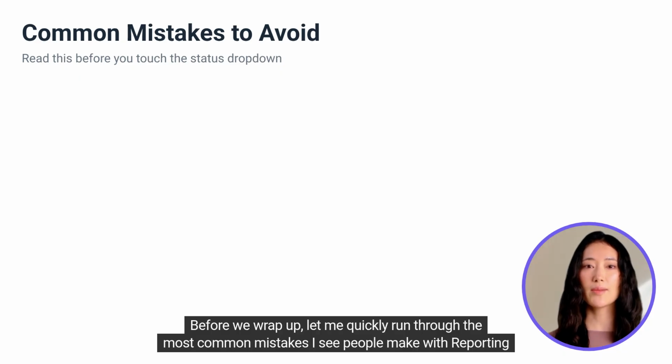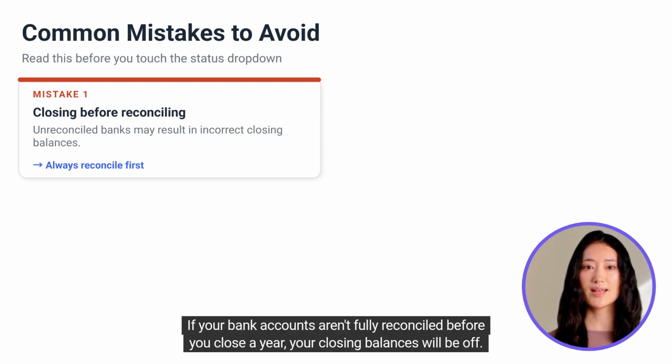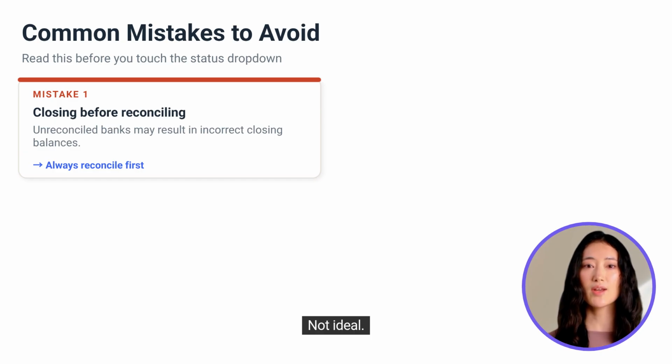Before we wrap up, let me quickly run through the most common mistakes I see people make with reporting periods in Luca. Mistake 1. Closing a period before reconciling. If your bank accounts aren't fully reconciled before you close a year, your closing balances will be off. And since you can't reopen the period, you'll need to make correcting journal entries in the next period. Not ideal. Always reconcile first.